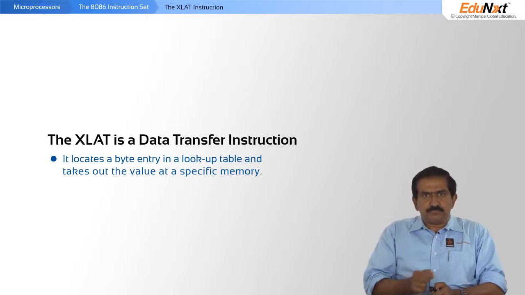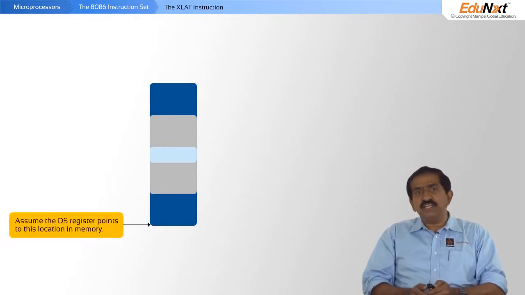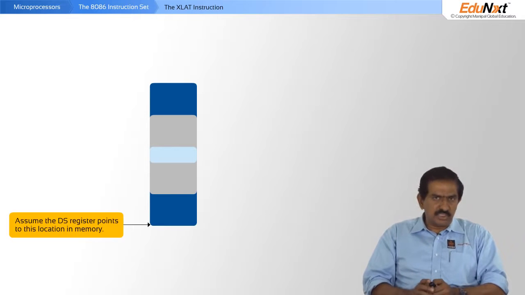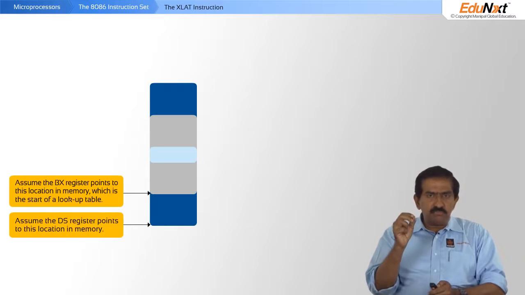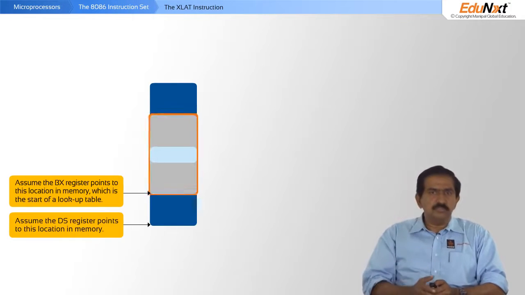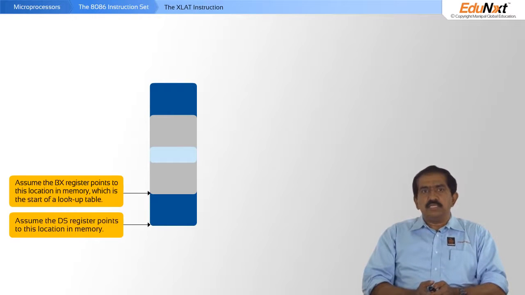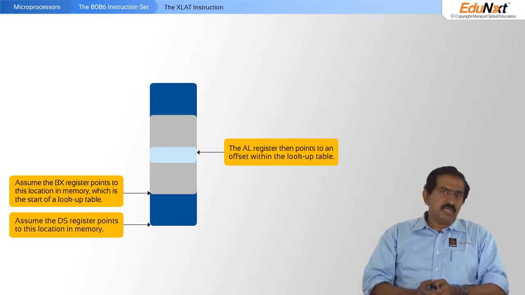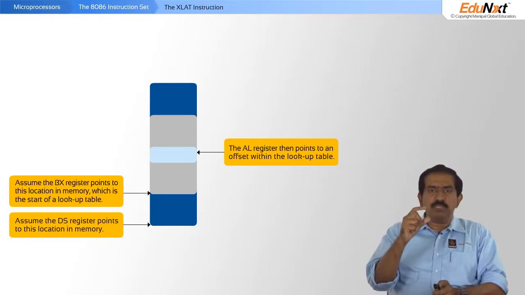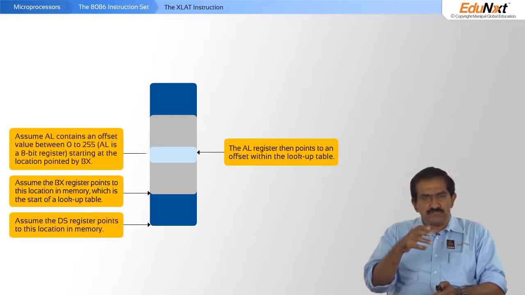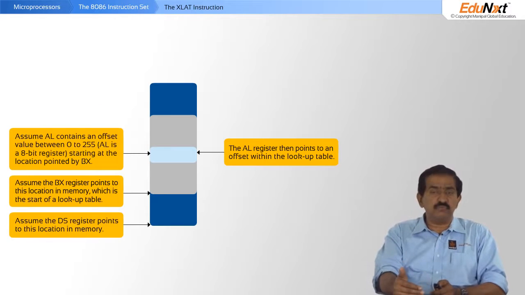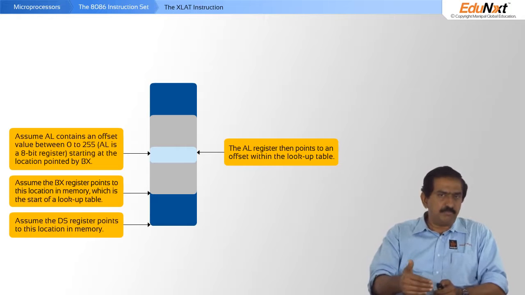How is this done? So let's assume that the data segment points to a certain location in memory and the BX register points to the start of the lookup table, the bottom of the lookup table. And that lookup table is obviously within the data segment. The AL register then points to an offset within the lookup table. So in this case, the offset can be a value from 0 to 255 because it's an 8-bit register.